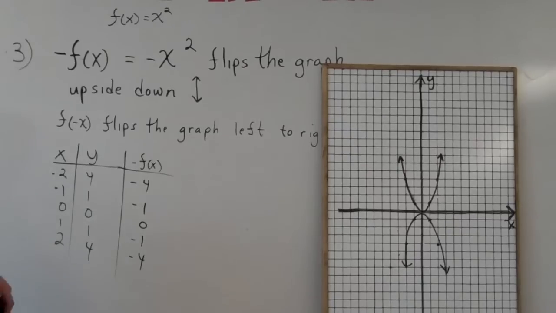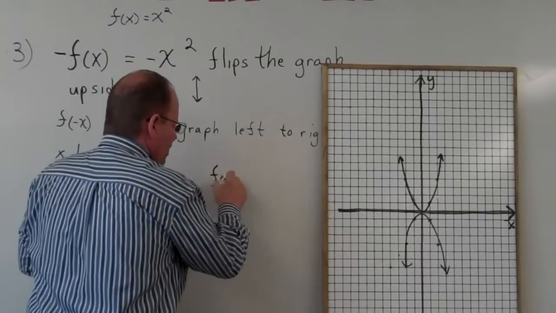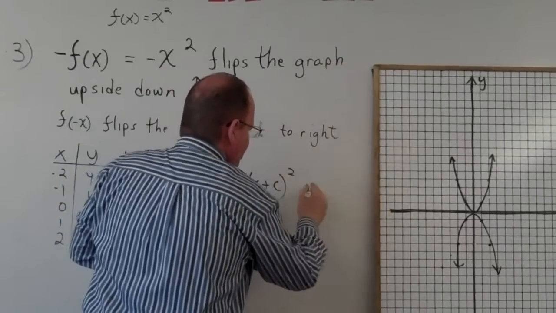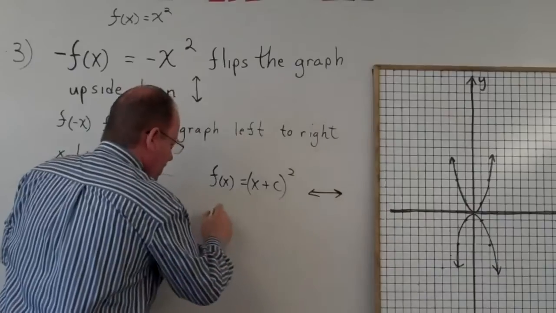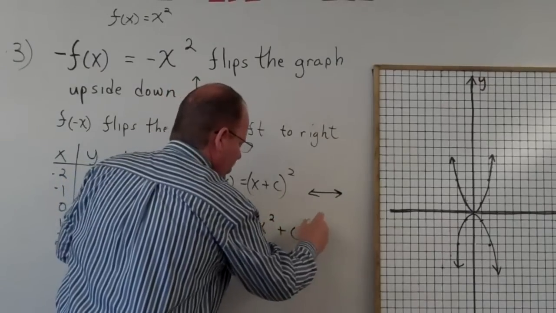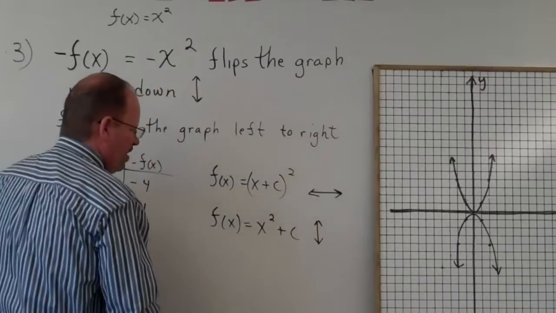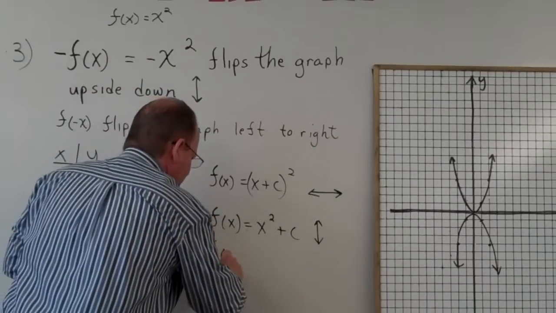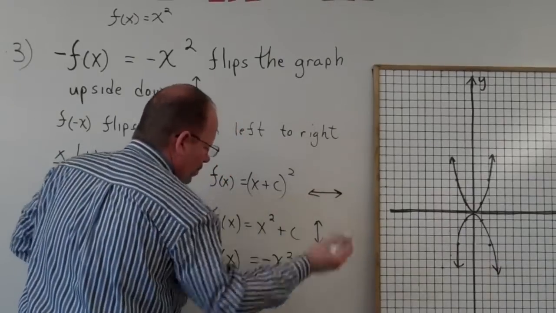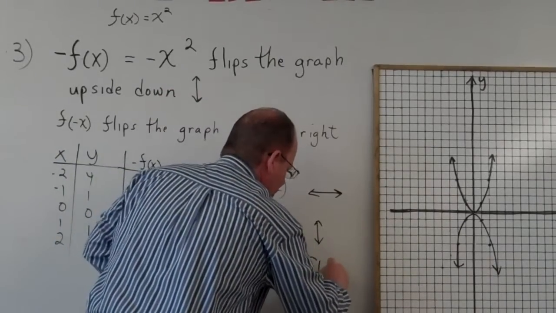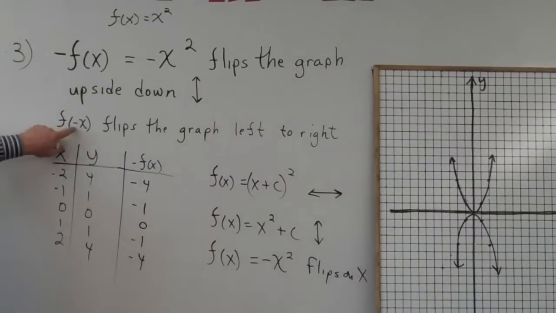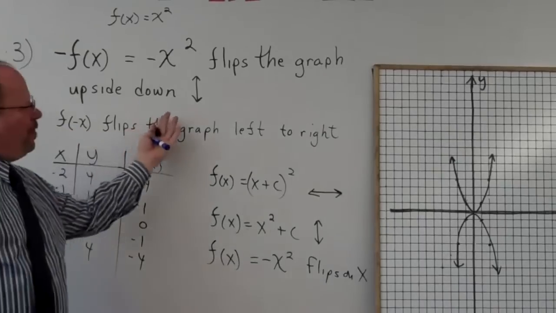So we've looked at how f of x plus c squared moves it c units, f of x squared plus c moves it up or down c units. Now we've seen f of x equals negative x squared flips it on x. Finally, if we have f of negative x, that's going to flip it left to right.